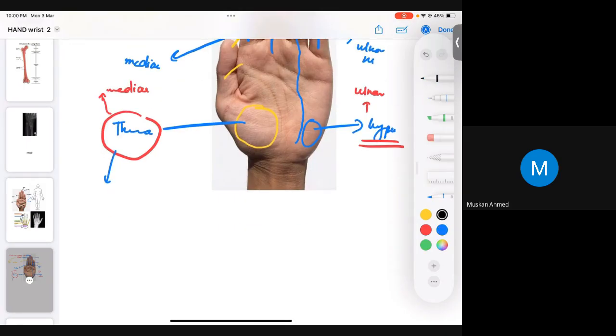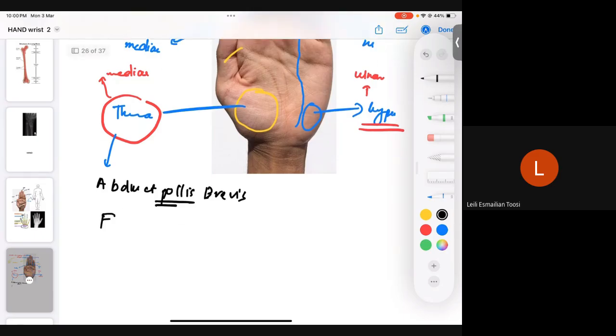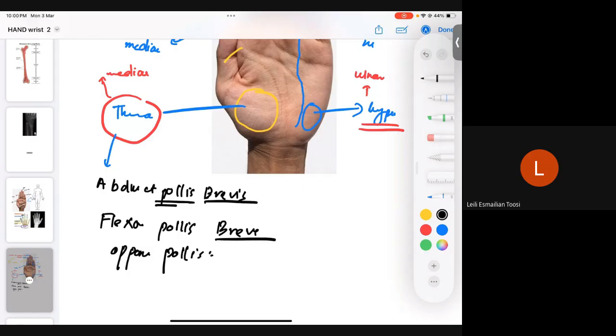What's the name of those muscles? They are abductor pollicis brevis. Okay, what does pollicis mean? Pollicis refers to your thumb, right? Yeah. Okay, so we have flexor pollicis brevis, and we have opponens pollicis. Is that clear? The term brevis refers to short muscles. Whenever we have short or small muscles, we use the term brevis. Whenever we have long muscles, we use the term longus. Is that clear? And pollicis refers to your thumb.